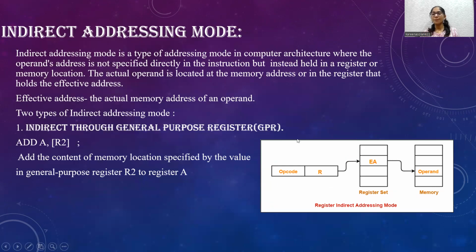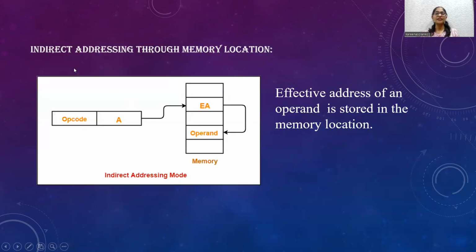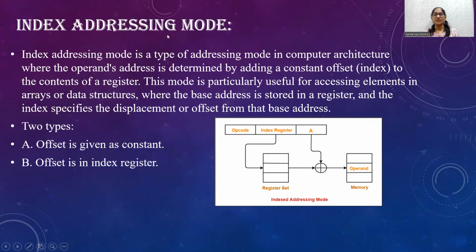Here, let us have a look at the pictorial representation where the register R is first connected to the effective address which is present in the register set, and then the effective address is connected to the operand which is present in the memory. The next is indirect addressing through memory location. Here the effective address and the operand both are present in the memory block itself. The next is index addressing mode.